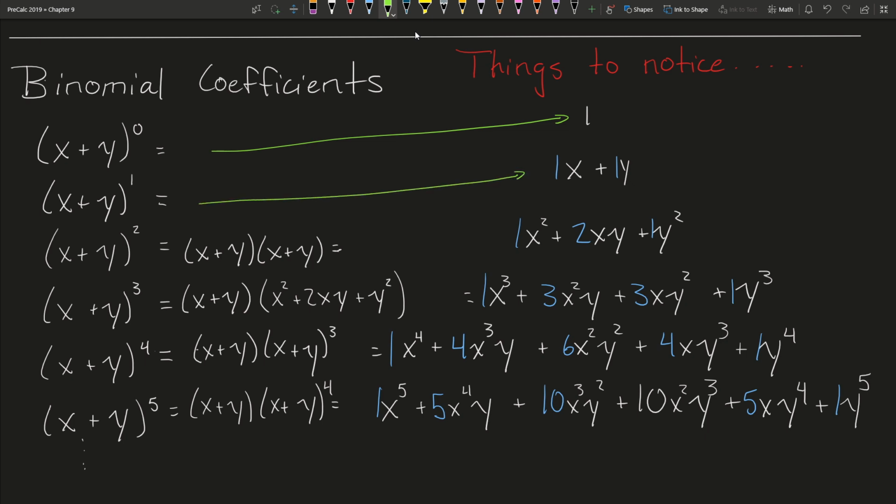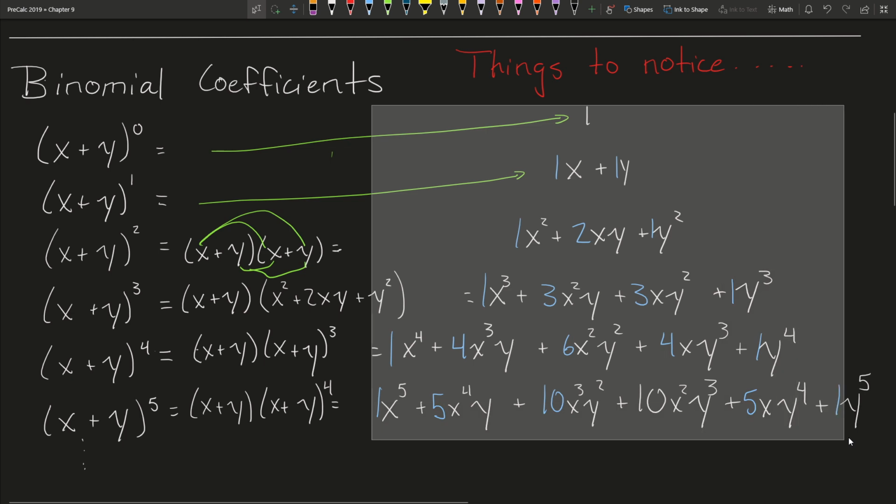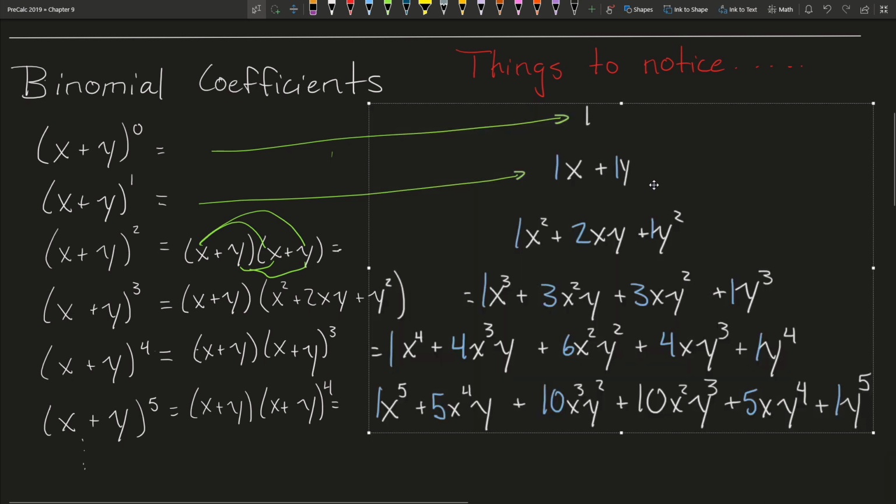X plus y to the second, that's when you would FOIL, and get x squared plus xy plus xy, which is 2xy, plus y squared. Okay, and then x plus y cubed. Again, you would FOIL x plus y with x squared plus 2xy plus y squared, and so on down the line. Okay, and then on this right-hand side, I have what those expansions are actually equal to.